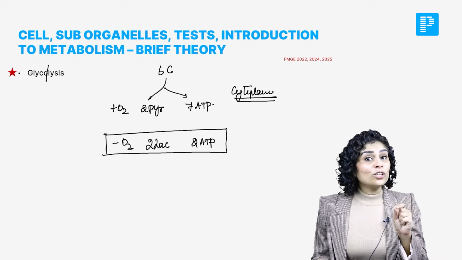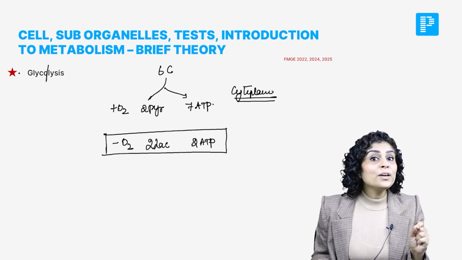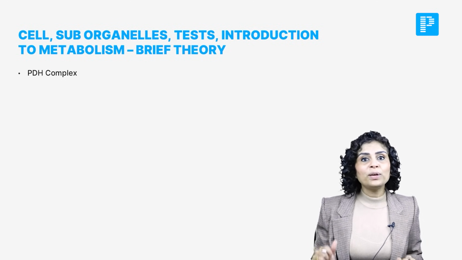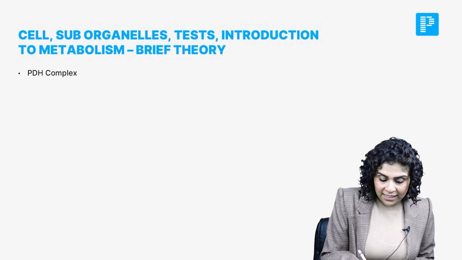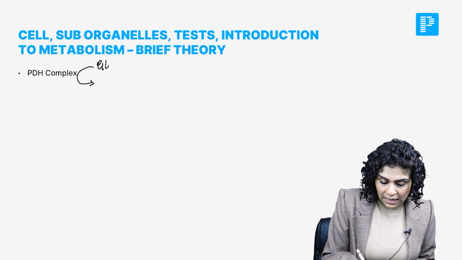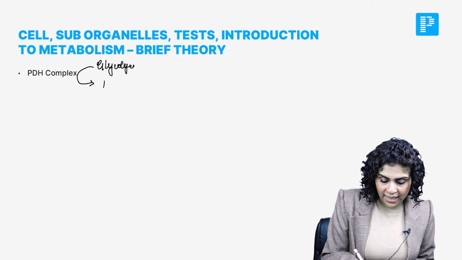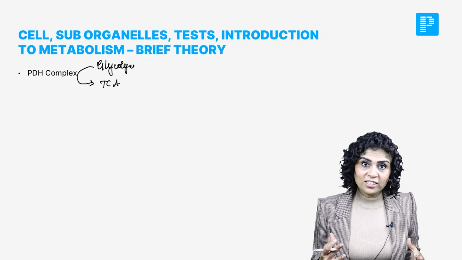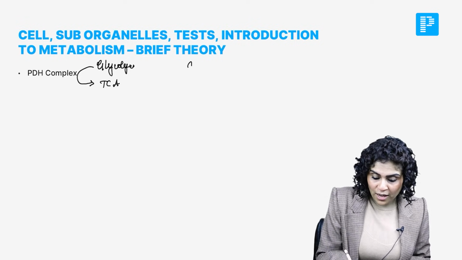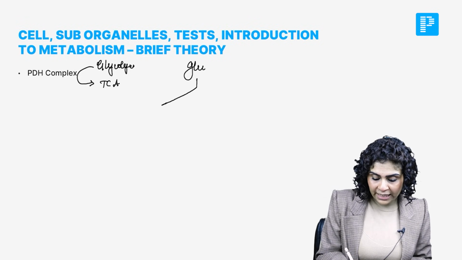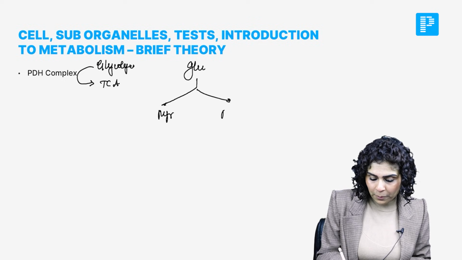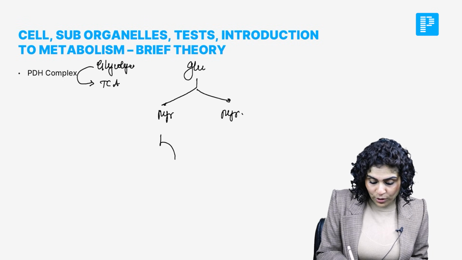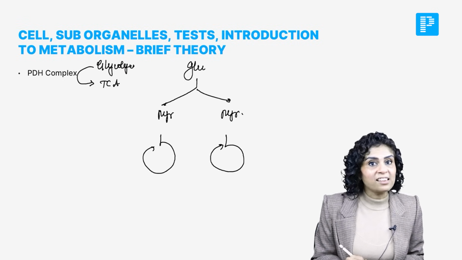Okay. The next concept that you'll have to know about is pyruvate dehydrogenase complex. What is the function of pyruvate dehydrogenase complex? It is considered as a link between glycolysis and citric acid cycle. Because what did I tell you happens in glycolysis? Just now we learned in glycolysis, from 1 molecule of glucose, we get 2 molecules of pyruvate. What should be the fate of these 2 molecules of pyruvate? They should enter into citric acid cycle.